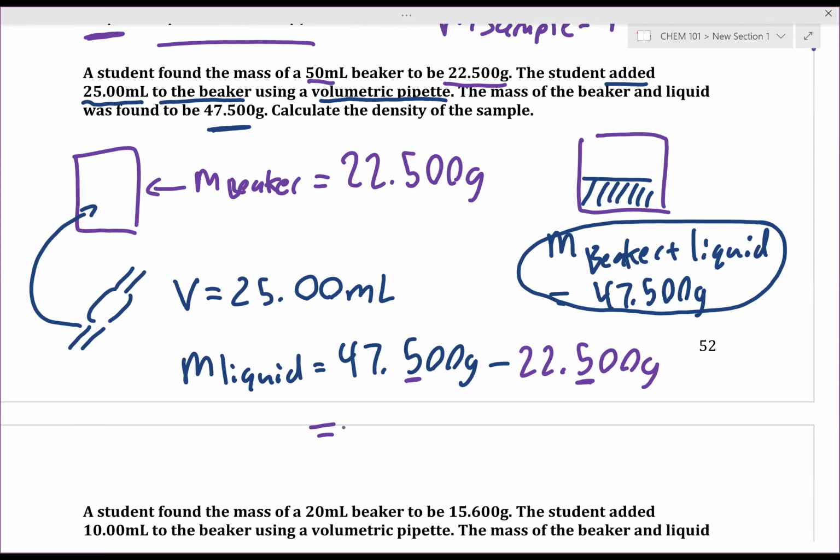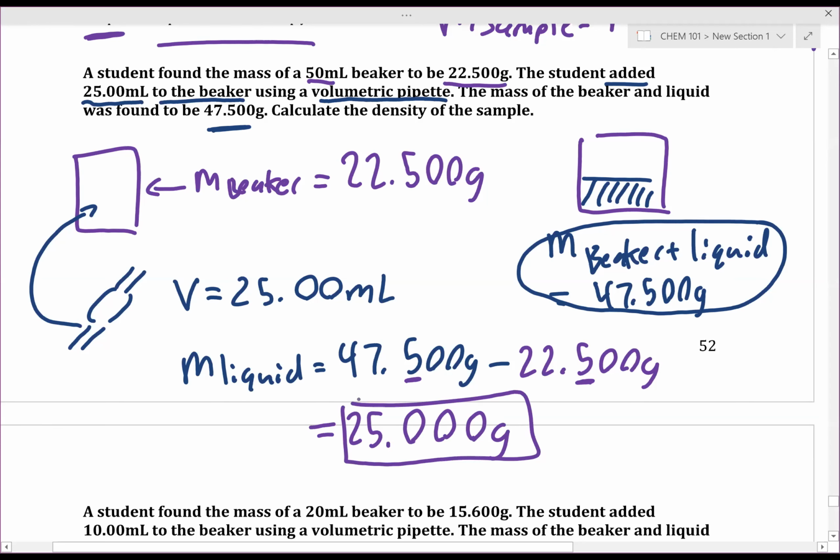Now, we have to be really careful with our Sig Figs here. It's not just 25. If we're following our addition and subtraction rules, how many decimal places do we need to report in our final answer? 3, because how many decimal places do each of these numbers have? 3. Always be careful of that. This is 25.000 grams. Everyone following so far? Does the logic behind weighing by difference make sense to everyone?